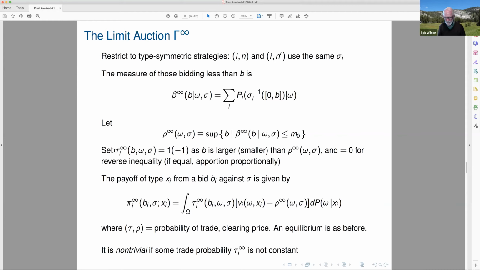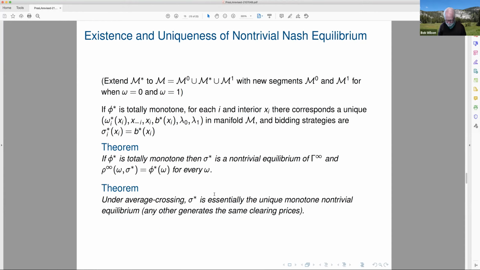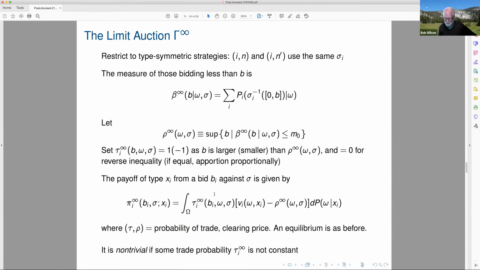So then from that, we infer the probability of trading, which is down here, the tau, and the price function. And then, of course, you get payoffs here. It's done in the same way as we had before for the finite auction. We have the probability of trade, which is tau infinity, and that's multiplied times the gain between the value and the price. And we're going to say that this limit auction outcome is non-trivial if there's some probability of trading that's not constant, for somebody in some circumstance.